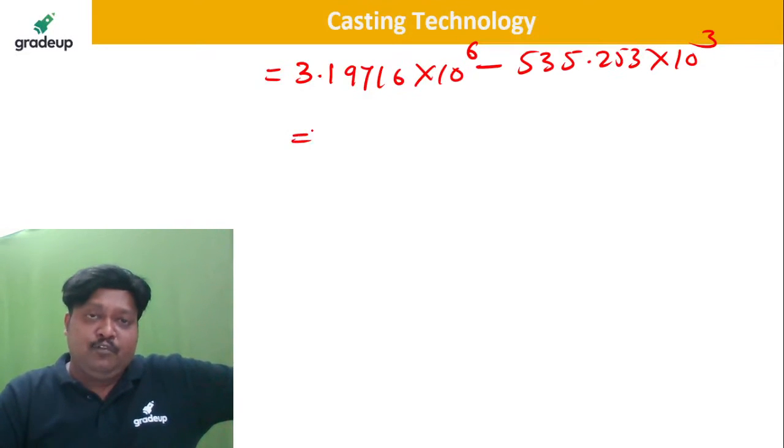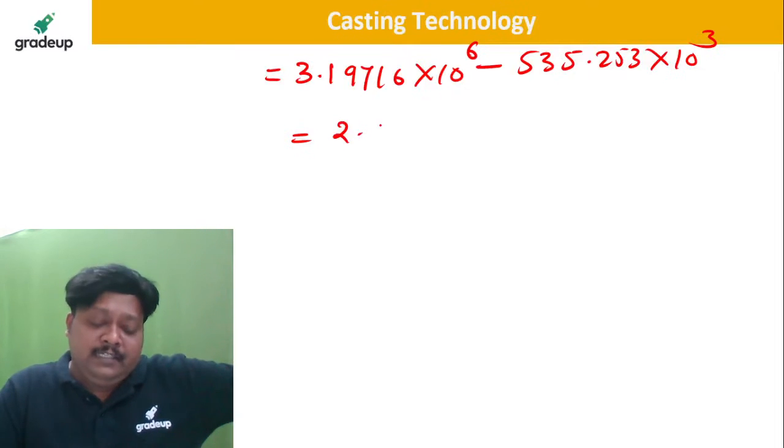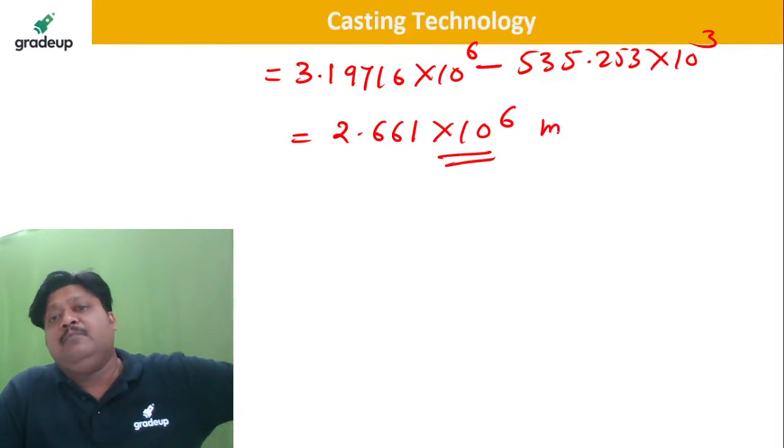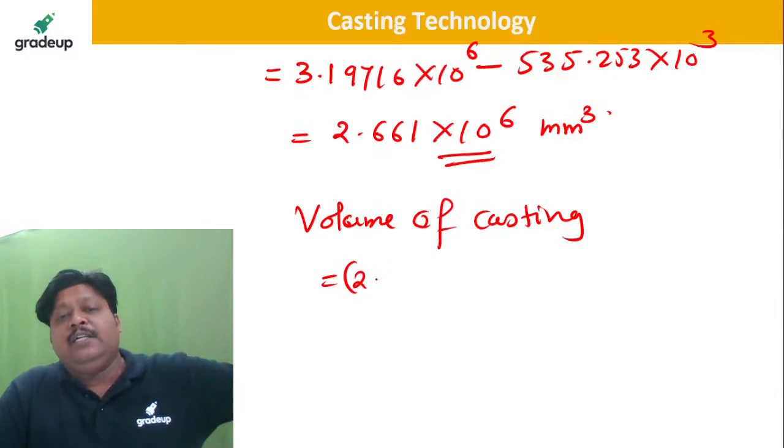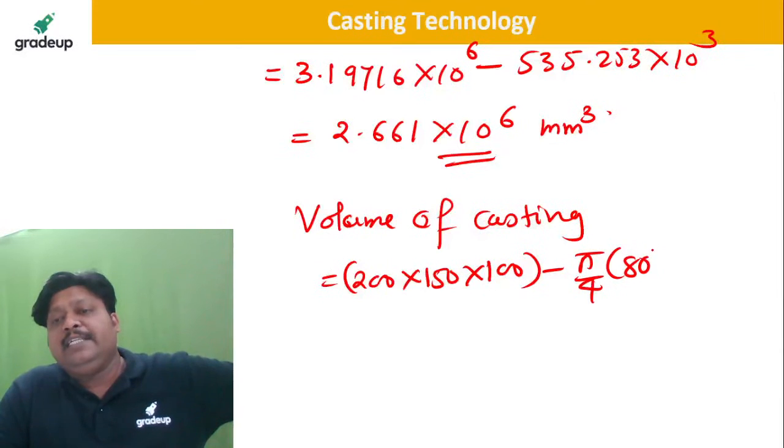So 3.197 e to the power 6 minus the answer. It is 2.661 into 10 to the power 6 mm cube. And what is the volume of casting? Volume of casting is how much? It is 200 by 150 by 100 minus pi by 4, diameter was 80 whole square into height 100.